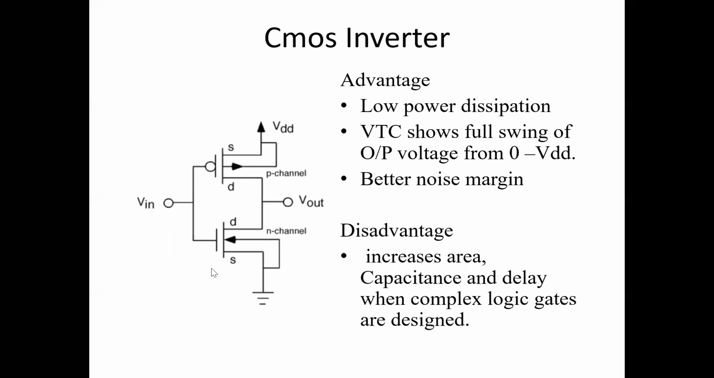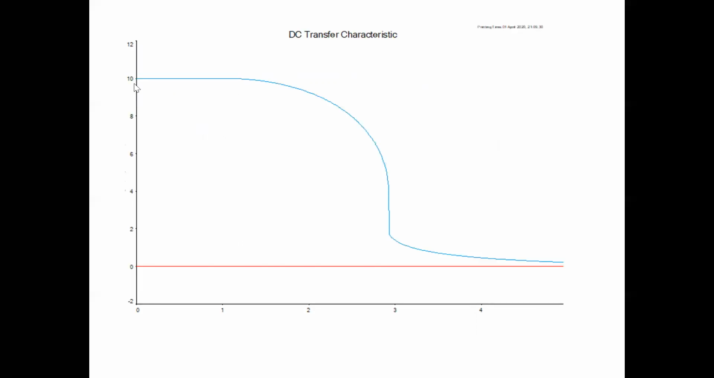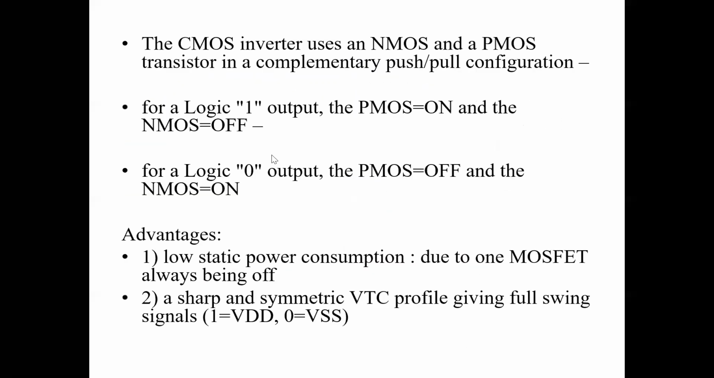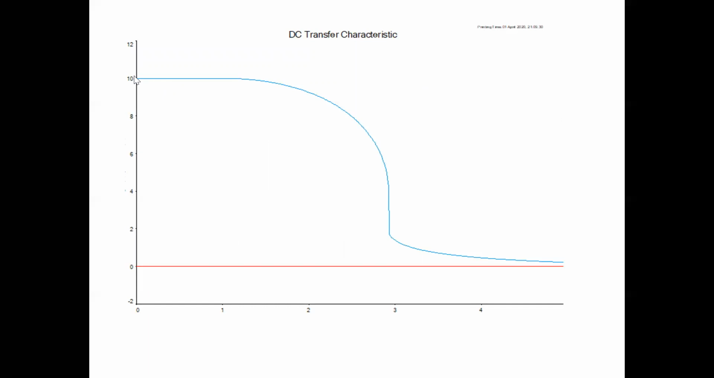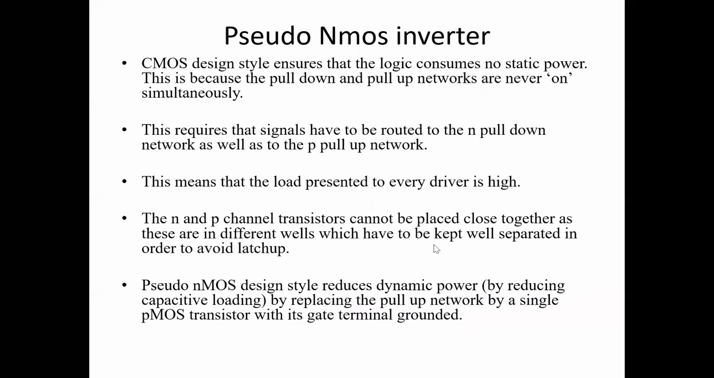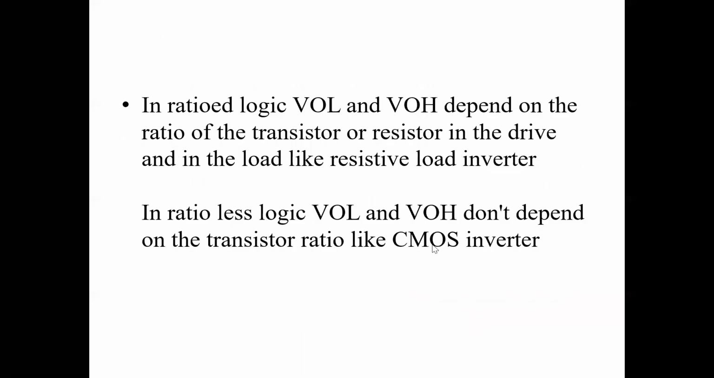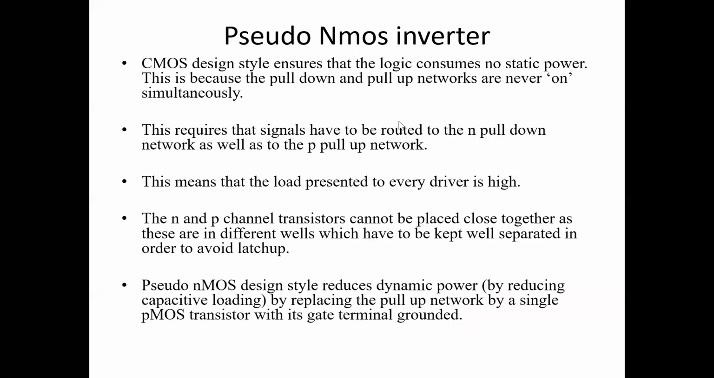And next is the CMOS inverter. As we have discussed already, it has full swing: if the VDD is 10 volts, the output goes from 10 to 0. That is the full swing voltage we get, and the power dissipation is very less. Next is the pseudo NMOS inverter. Pseudo NMOS inverter means we have a PMOS device. A PMOS transistor will be connected to ground, and it will act as a pseudo NMOS inverter.